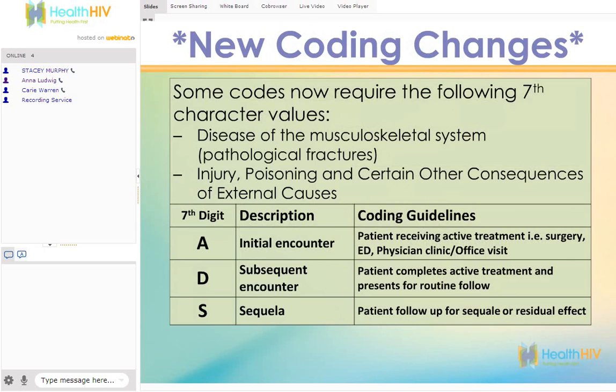So this slide just gives you the description of the alpha for the 7th characters A, D, and S, which we just spoke about. So again, it's active treatment, and if you'll notice under the alpha D, it says completes active treatment.